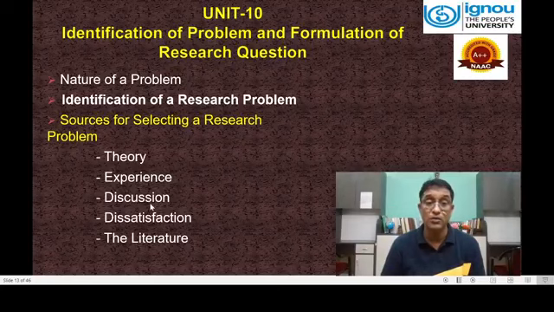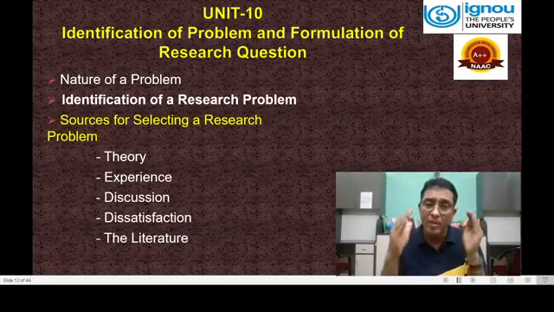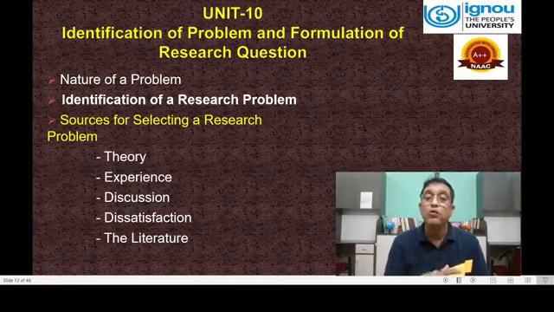So that's why the researcher's experience is one of the very important aspects so far as the research problem is concerned for dissertation work. Then discussion. Many a time you are discussing with the experts, with the subject experts, with the teachers, and many a time your teachers are also giving certain advice that at this present time, what are the important aspects for conducting your study.